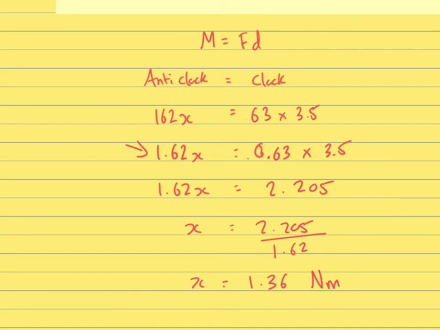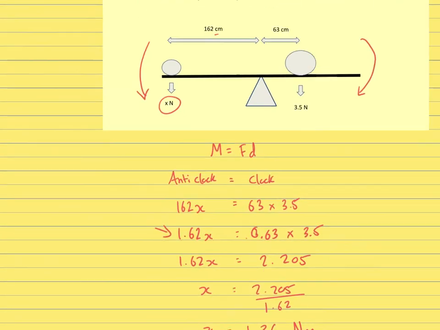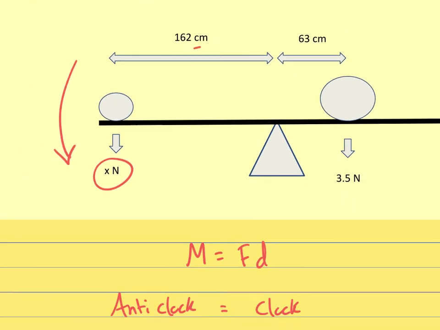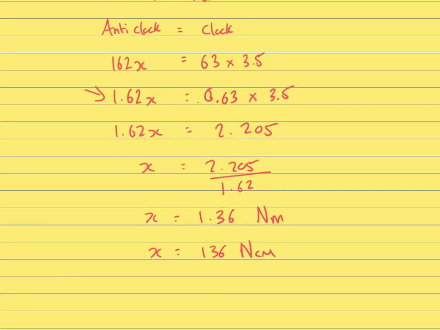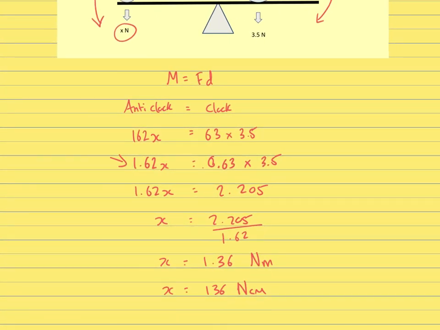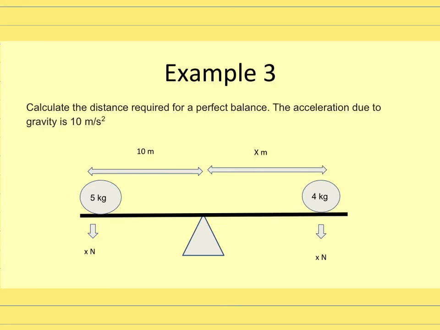But you can also think that x could have been 136 Newton centimeters also. Okay, so just be aware these units can be interchangeable there. So centimeters, Newton meters, Newton centimeters could also be Newton centimeters as well. So that's that problem. Maybe now you could have a go.